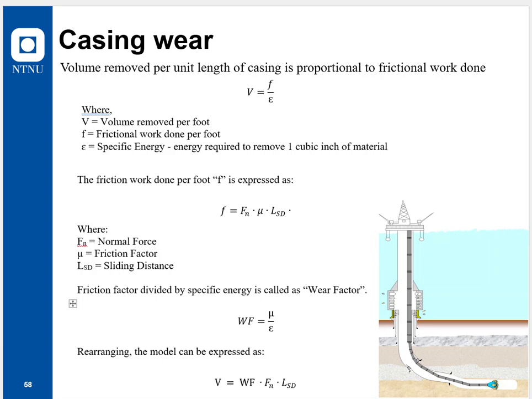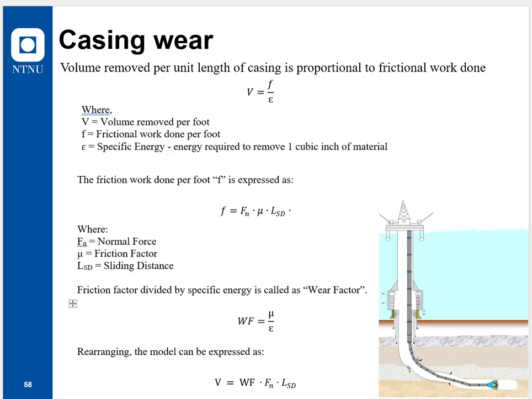Basically, it is deducted like this: the volume removed per unit length of casing is proportional to the friction work that is done, where we have the frictional work and the specific energy to remove 1 cubic inch of material. That's the epsilon. And the frictional work done per foot can be expressed as the normal force, the frictional factor, and the sliding distance.